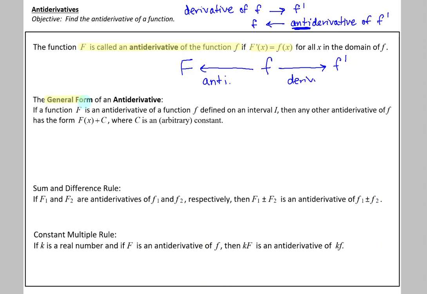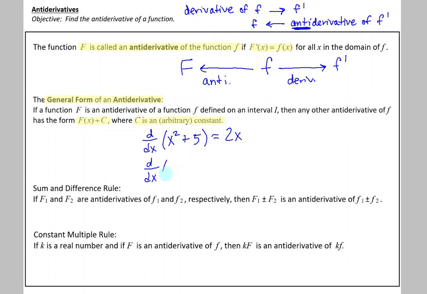The general form of an antiderivative is when the function capital F is an antiderivative of lowercase f, defined on an interval I. Any other antiderivative of f has the form capital F of x plus c, where c is any arbitrary constant. Let's think of it like this. If I ask to take the derivative with respect to x, I'll use this notation d dx, of the function x squared plus 5. What do we get? The derivative of x squared is 2x, and the derivative of 5 is 0. 2x plus 0 is just 2x.